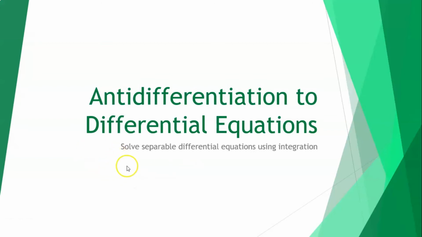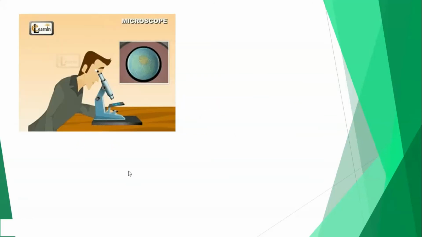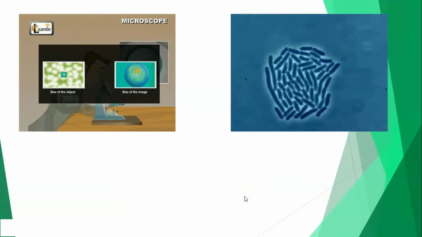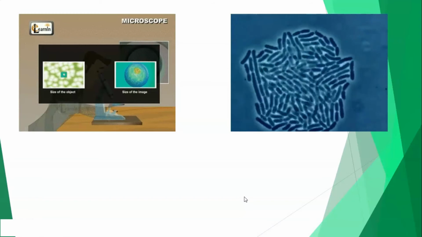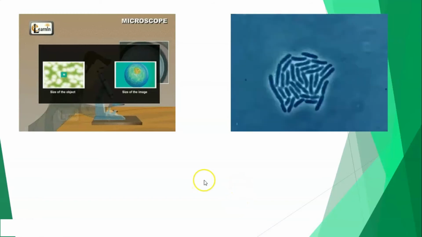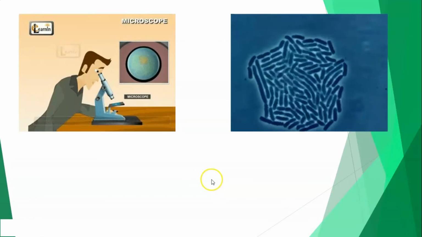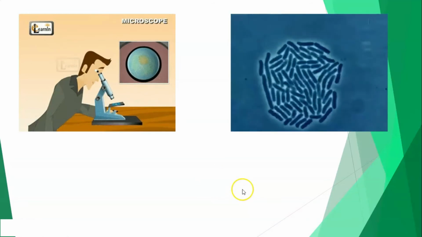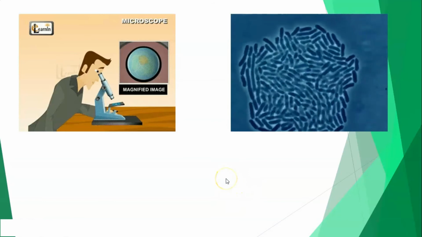Antidifferentiation to differential equations. Now, imagine you are behind a microscope in a laboratory and you're trying to count the growing number of bacteria in a petri dish. You observe that at any point in time, 1/4 of the population is reproduced. You may eventually give up counting because the bacteria are multiplying very fast, but you can use your calculus skills to find the population of bacteria at any given time.